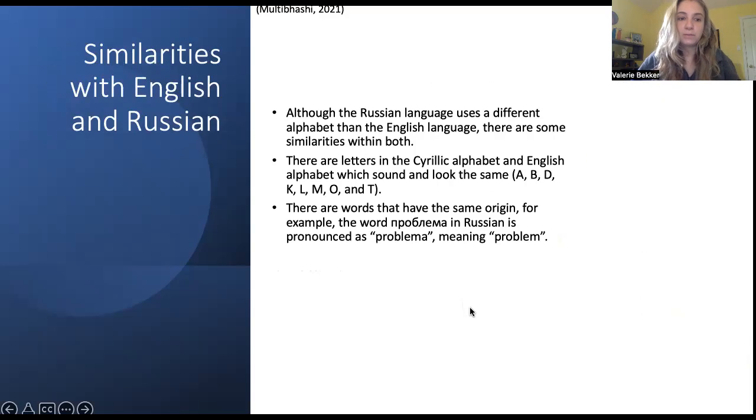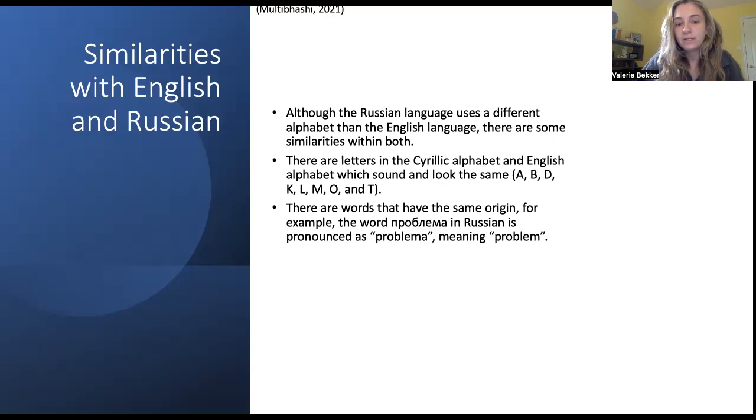Some similarities between English and Russian. Although the Russian language uses a different alphabet than the English language, there are some similarities between both. For example, there are letters in the Cyrillic alphabet and English alphabet which sound and look the same, like A, B, D, K, L, M, O, and T.